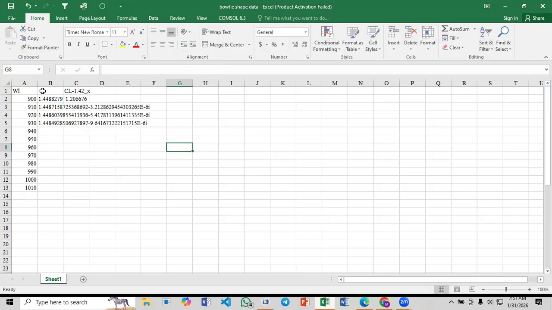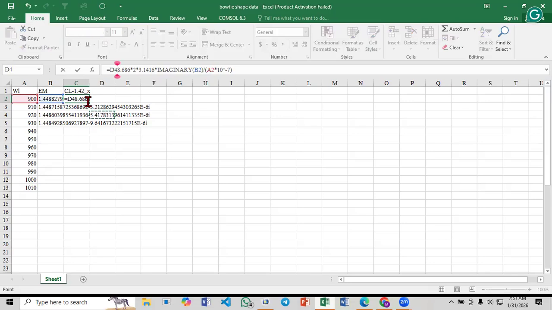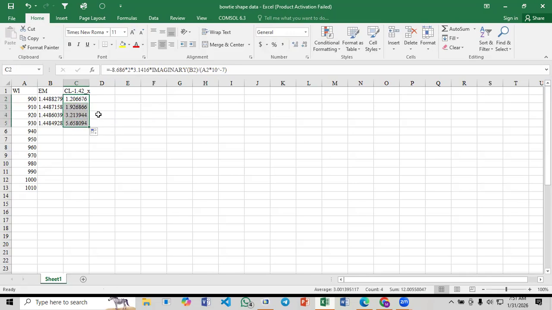So this is the effective mode actually, and this is the confinement loss. Write this equation here. There is a minus, I'm mentioning it again. Then write this equation and click. Then just scroll it down. You can see this is actually the confinement loss, and then we have to collect the data for 940.